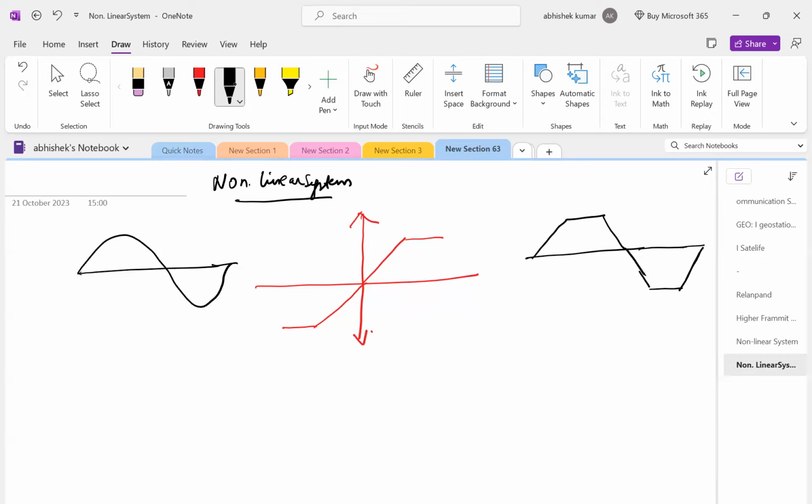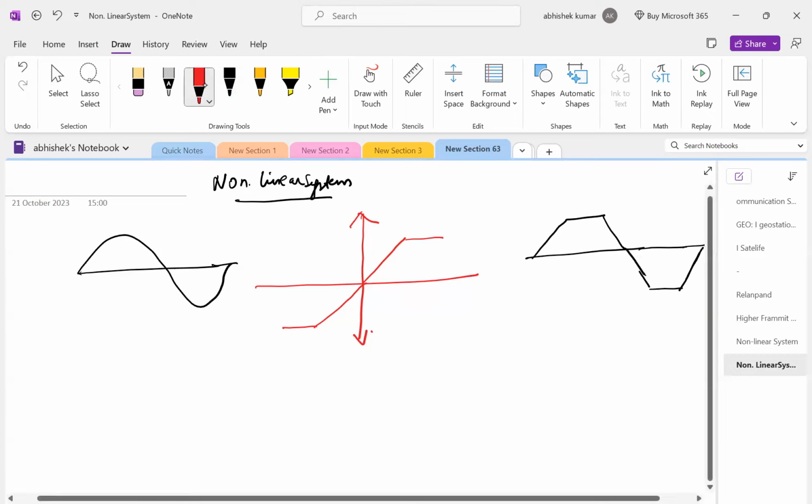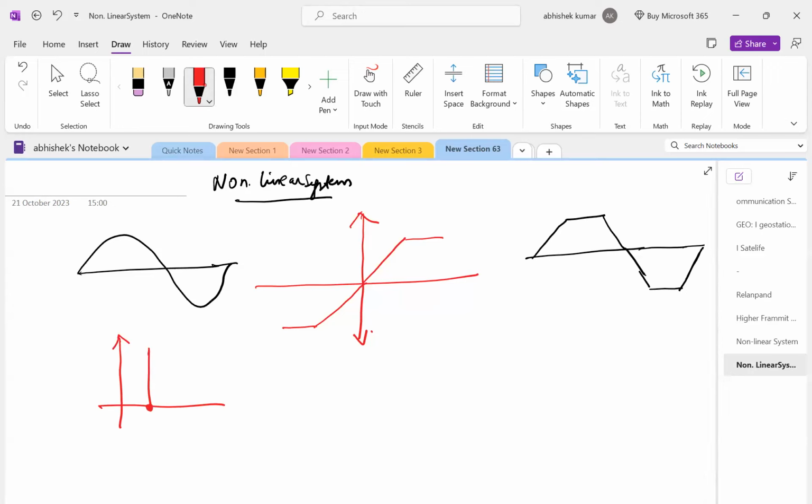Suppose this is your sinusoidal signal. A sinusoidal signal has always one frequency component. But here you will have multiple frequency components at different frequencies. So these frequency components are undesirable to us. These extra frequency components are undesirable, and they are because of the nonlinearity of the system.